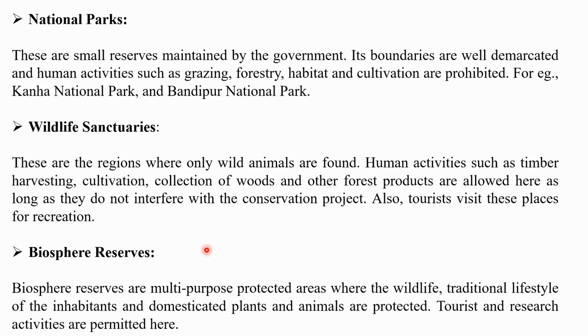While in case of wildlife sanctuaries, some of the activities are allowed to be carried out, until or unless they are affecting or interfering with the conservation project. Also, biosphere reserves are multi-purpose protected areas where the animals, the domesticated plants and animals are protected, and tourist and research activities are permitted.